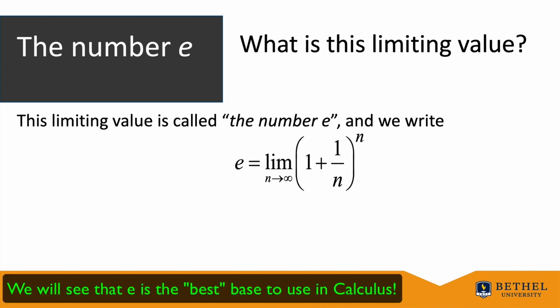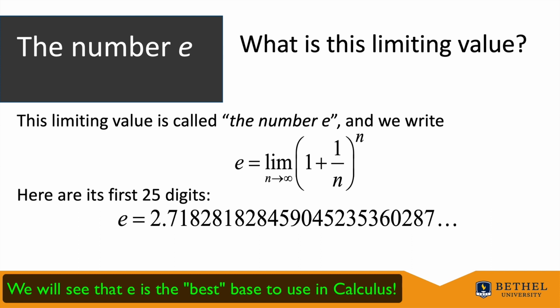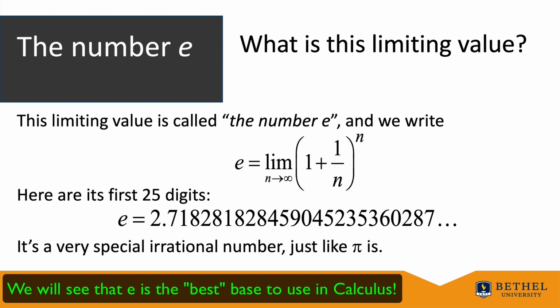and we write e as the limit, lim, as n goes to infinity of the expression (1 plus 1 over n) all to the n power. Here are its first 25 digits. e is 2.718281828, as if it's going to repeat, but then it doesn't repeat: 459045235360287, blah, blah, blah. This is a very special, irrational number, just like pi is. It's not rational. It's not a repeating decimal.